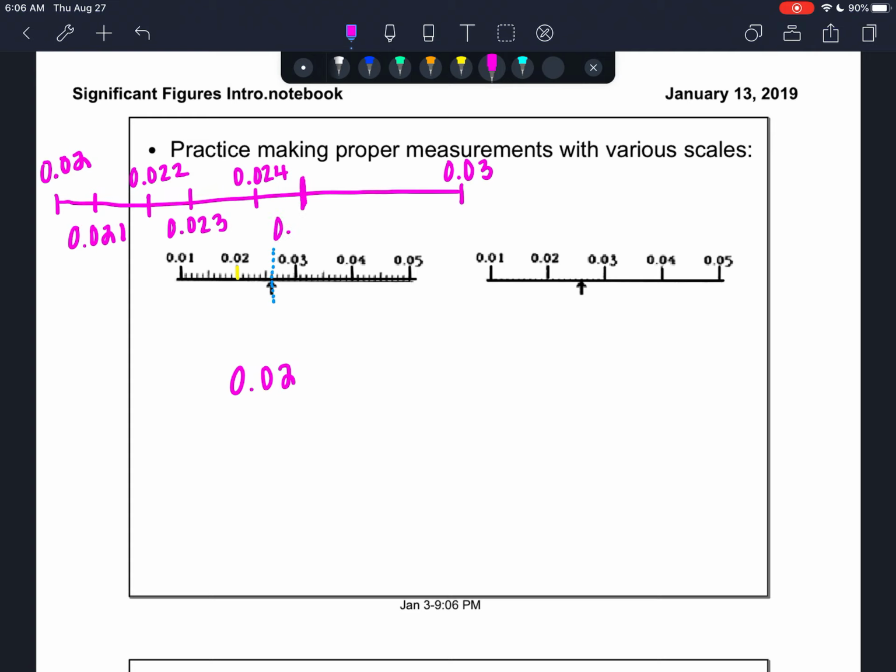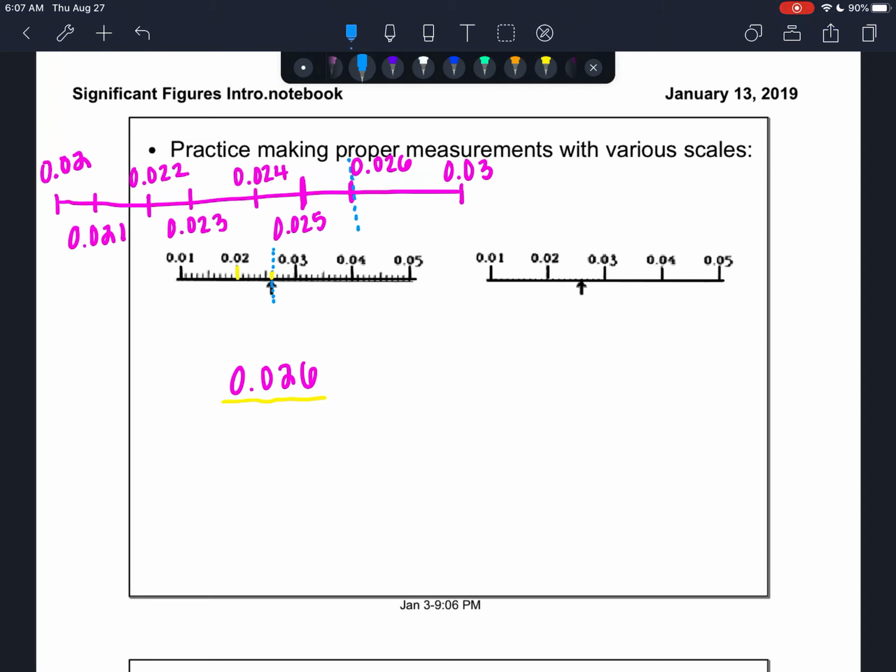So this middle way mark is 0.025, and the mark that I just drew my blue dotted line over, that must be 0.026. So I'm pretty sure that this is at least 0.026. It's falling right on the tick mark. So that's what I know for certain.